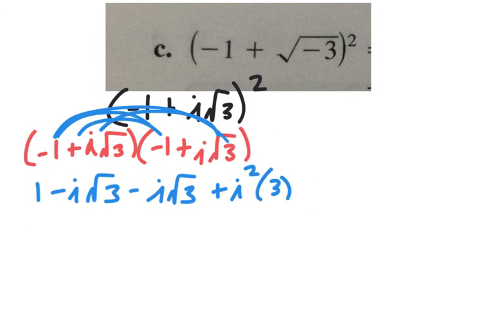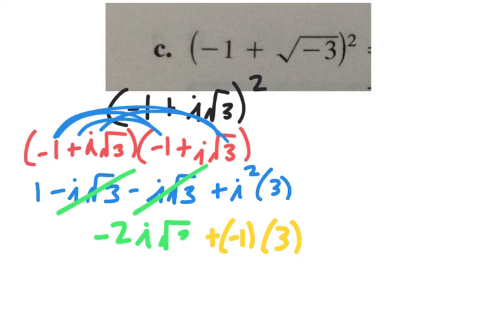All right, what do we do next? We have an i squared. Can't have an i squared, so I'm going to substitute in. That's going to be -1. Then I have like terms here. -i radical 3 minus i radical 3. That means I have -2 i radical 3's. And then bring down the 1 that was out front.